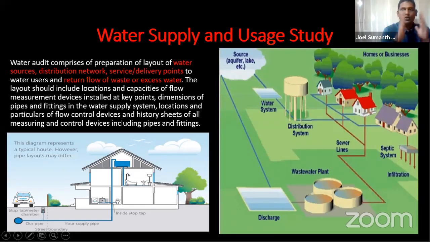But the first stage of a water audit is a water supply and usage system. Where are you getting the water from? How is the water being supplied? And how is the water being consumed, through how many discharge points, how many delivery points, and how many service and delivery points? And the fourth one is return flow of excess or waste waters. How is the water going out? How is the excess and waste water going out?